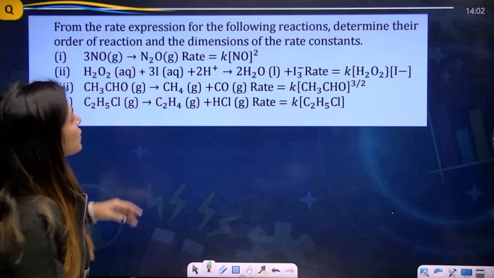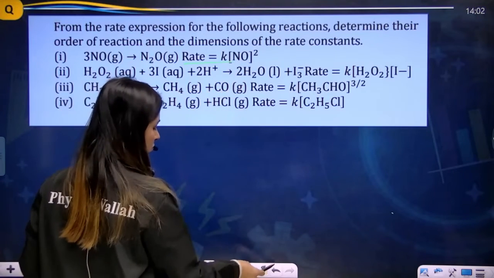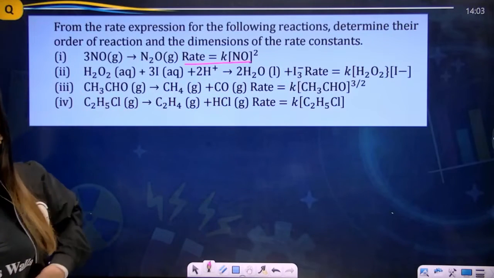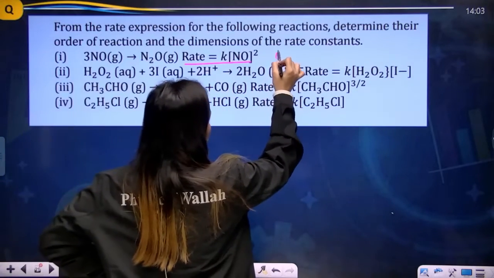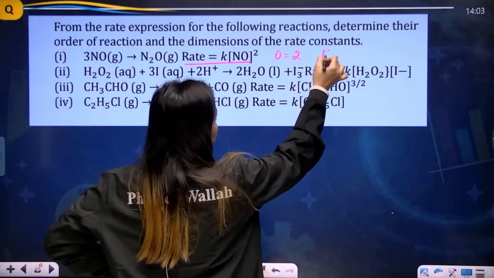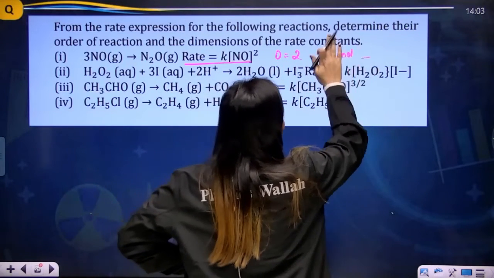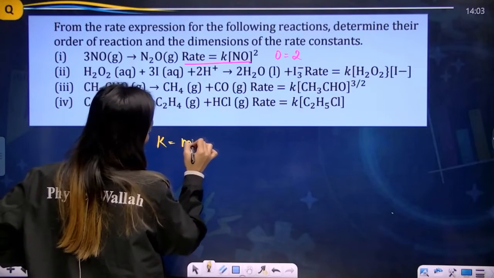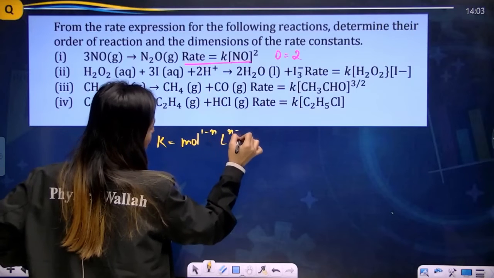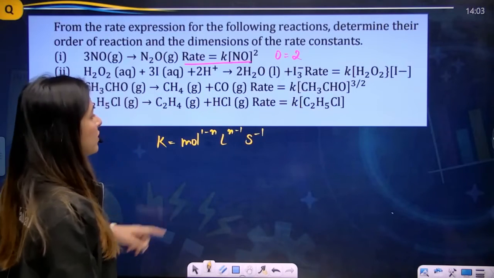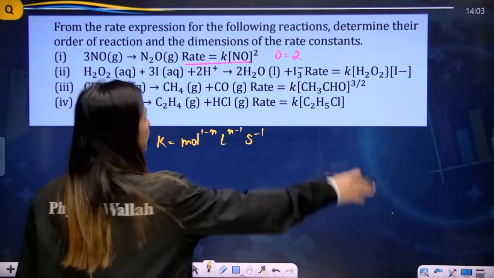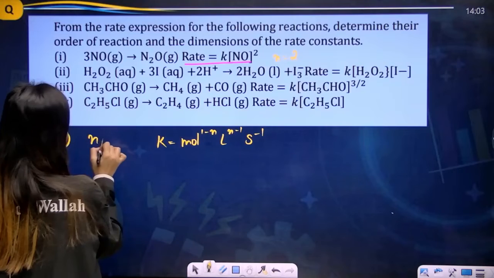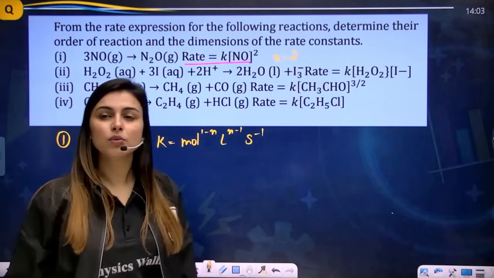In the first reaction, you are given the rate law. Just see the power of NO. It is 2, so the order of reaction is 2. And what will be the rate constant? Mole 1. What is the unit? I'll write it here and just put the values. k is equal to mol^(1-n) L^(n-1) s^(-1). So if your order is 2, just put the n value 2. I can say that for the first, n is equal to 2. So just put it down here and you will get your answer.